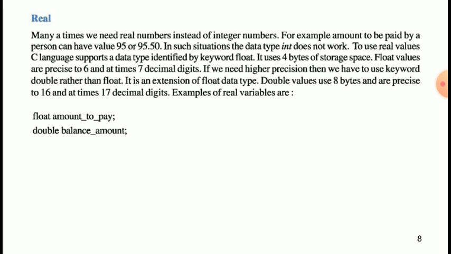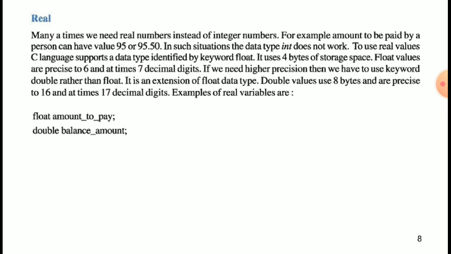The float data type uses 4 bytes or 32 bits of memory space. It has a range of plus or minus 3.4e-38 to plus or minus 3.4e+38. Float values are precise to 6 and at times 7 decimal digits.